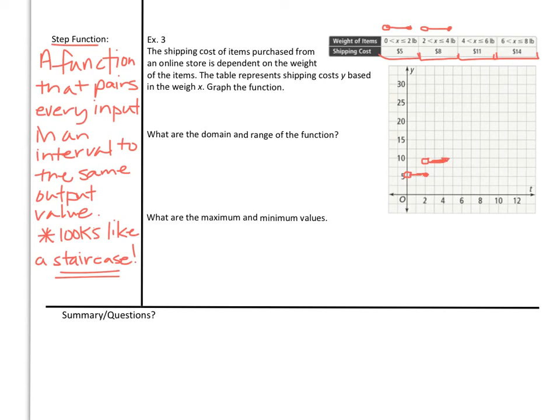Oh, and that's just messy, isn't it? Let's try that all over again. Sorry, you guys. Open circle on the left and closed circle on the right. Close enough. All right. Then it bumps up again.